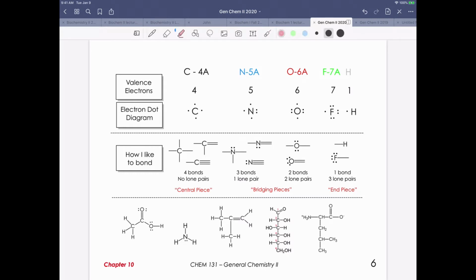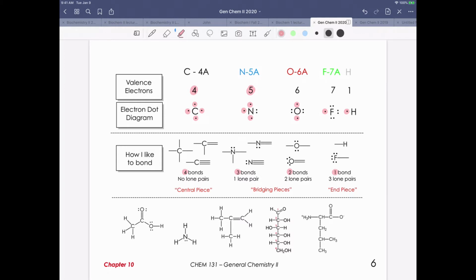And why this is important is that the number of unpaired electrons, which corresponds to the number of valence electrons, tells us how many bonds these atoms like to have. So carbon likes to have 4 bonds. Nitrogen having 5 electrons, which means that there are 3 that are unpaired, likes to have 3 bonds. Oxygen having 2 unpaired electrons likes to have 2 bonds. And then halogens and hydrogen like to have 1 bond.